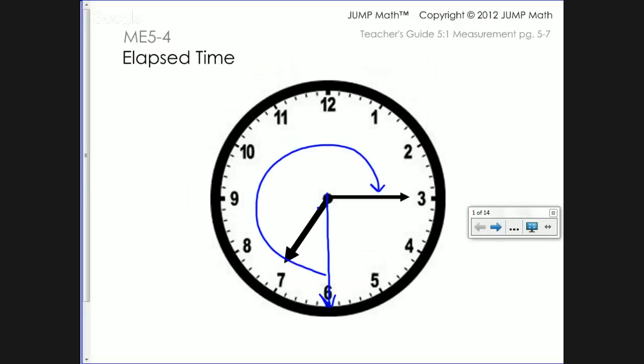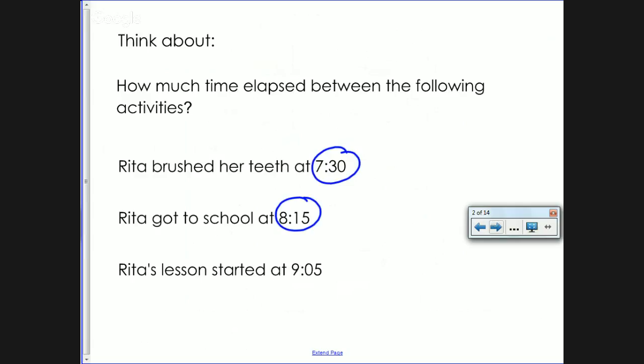And of course, at that same time, our hour hand will be moving to the next hour. We don't really have to worry about that so much as the number of minutes that pass by. So we're going to count by fives, 5, 10, 15, 20, 25, 30, 35, 40, 45. 45 minutes pass by between these two times.